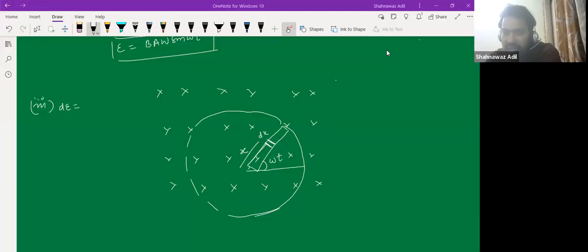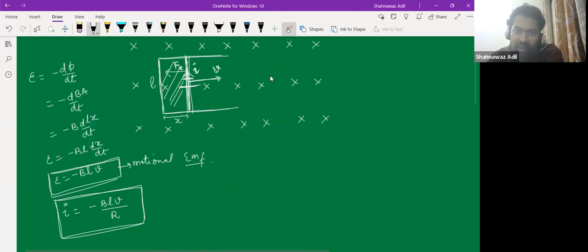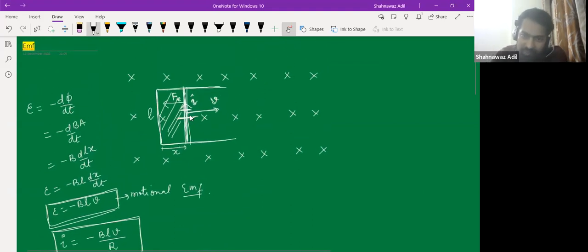Yes, so as I was saying, we can have three ways to have this motional EMF. One way is that we make this arm free and move this arm. In this way, we will change the area. So then the motional EMF would be this, right?